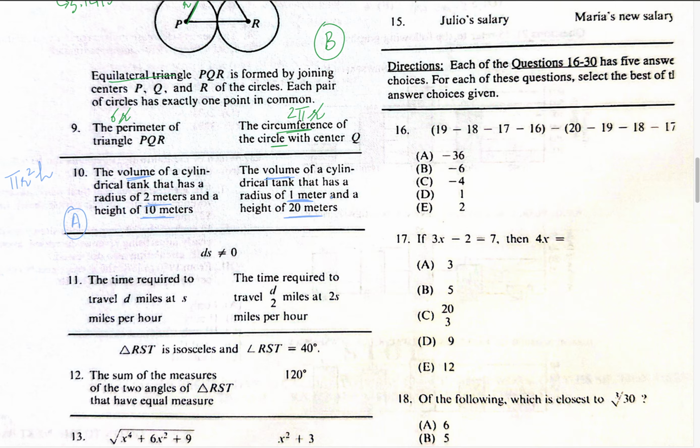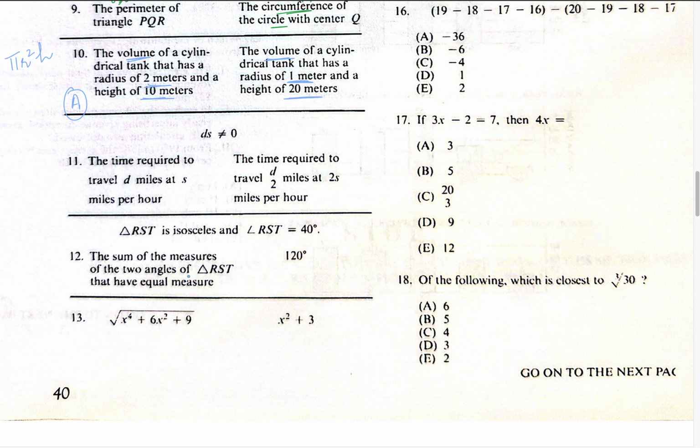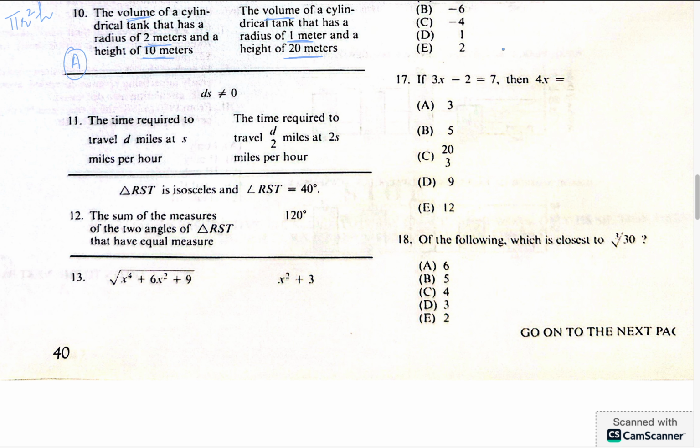Okay. The other question, which is the 11th one, says that the time required to travel d miles at s miles per hour, we have to compare that time to the time required to travel d over 2 miles at 2s miles per hour, right? We'll use the formula of distance is equal to velocity into time. S is equal to vt. Arrange it for time, that would be s over v.